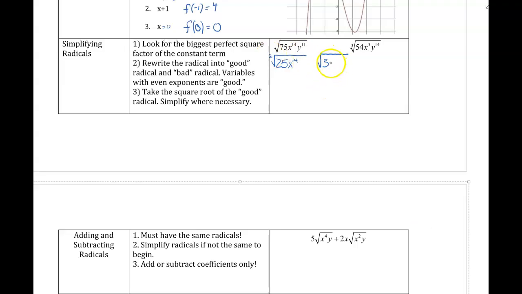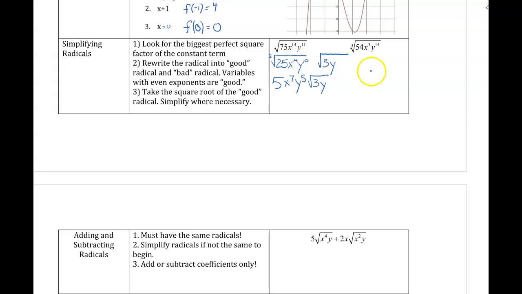Y to the 11th, that's not a perfect square. If I take one y away, I'm left with an even exponent, which again is a perfect square. So if I square root that first term, I'm left with 5 x to the 7th, y to the 5th, just dividing that exponent by the index, and then I bring along the radical that could not be simplified.